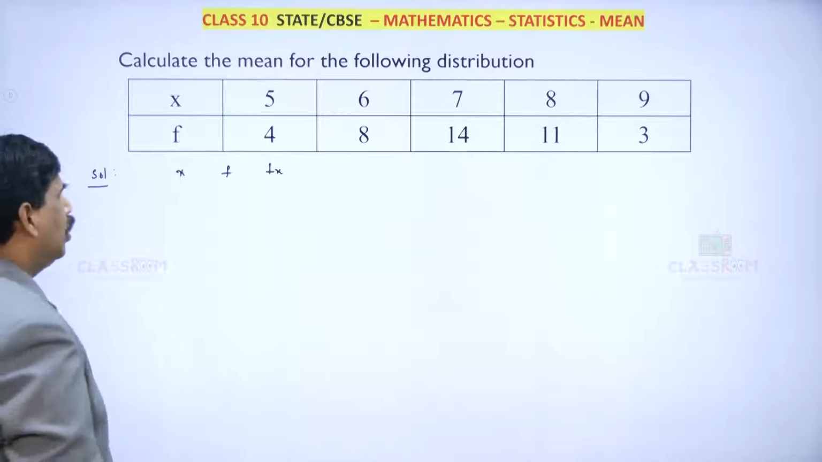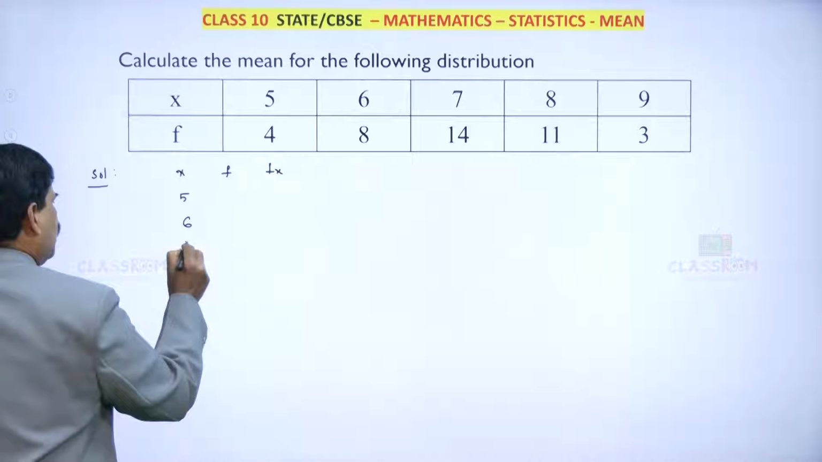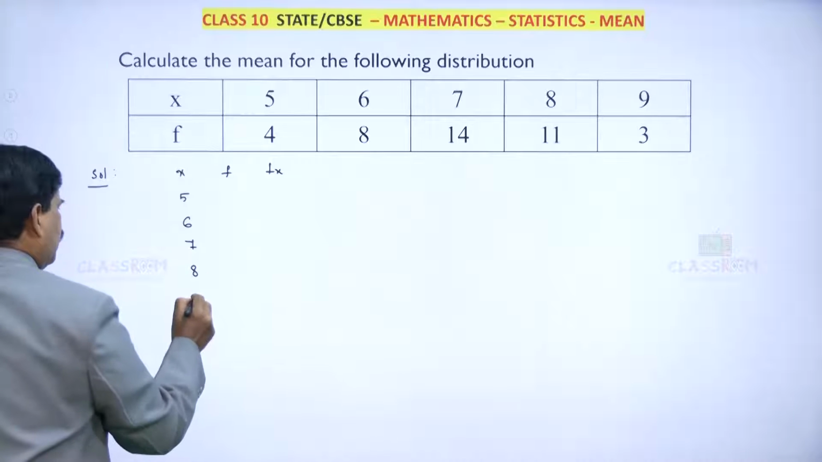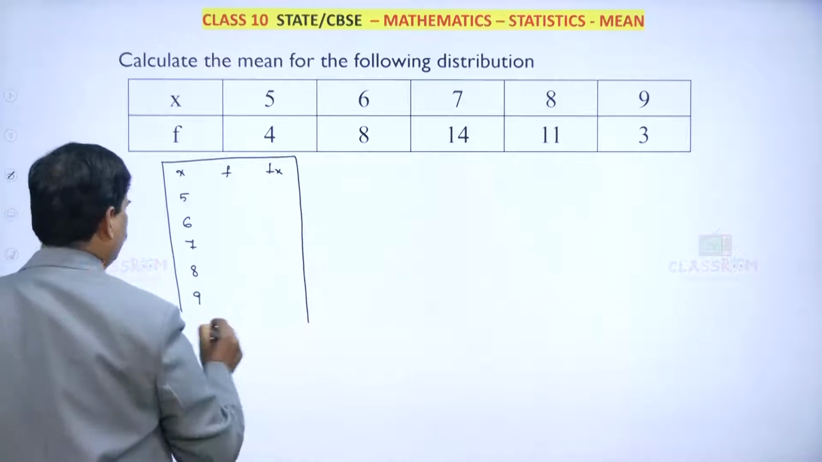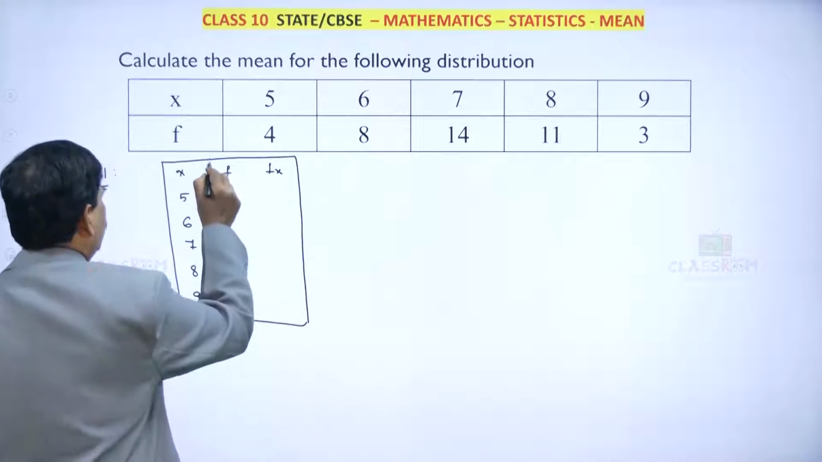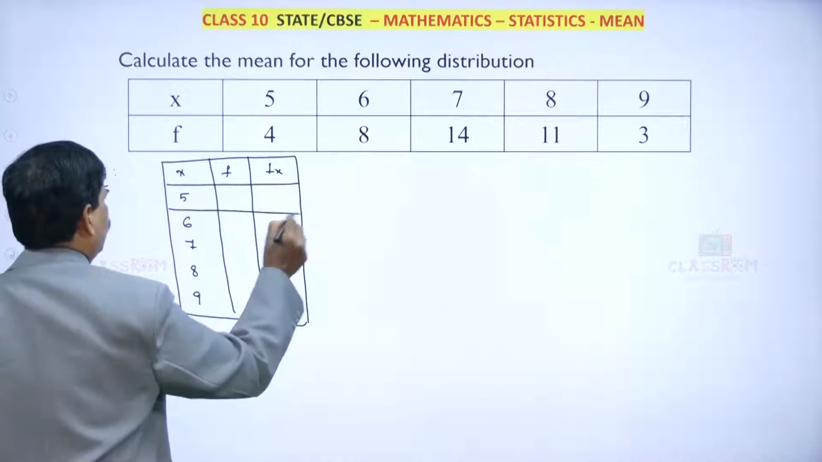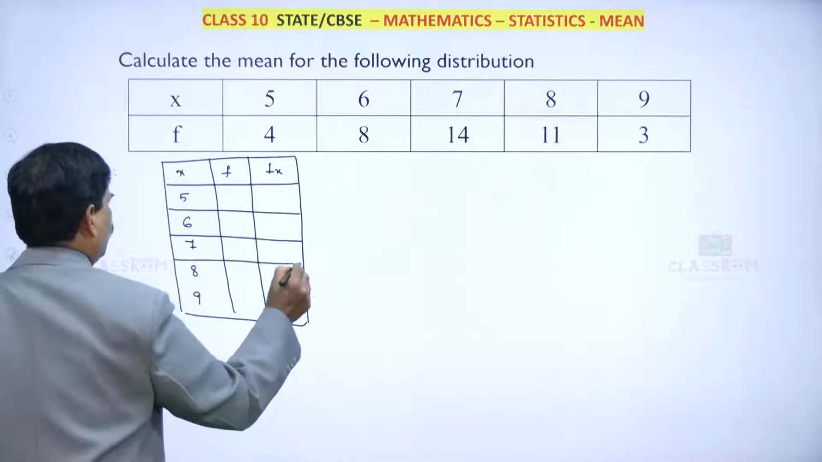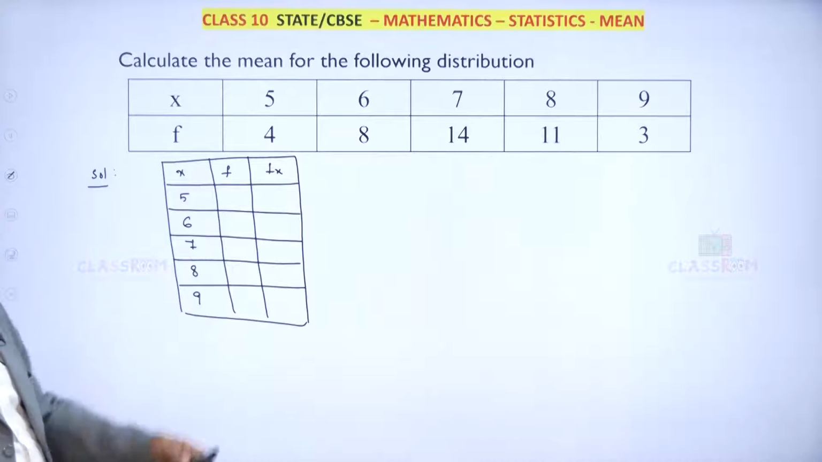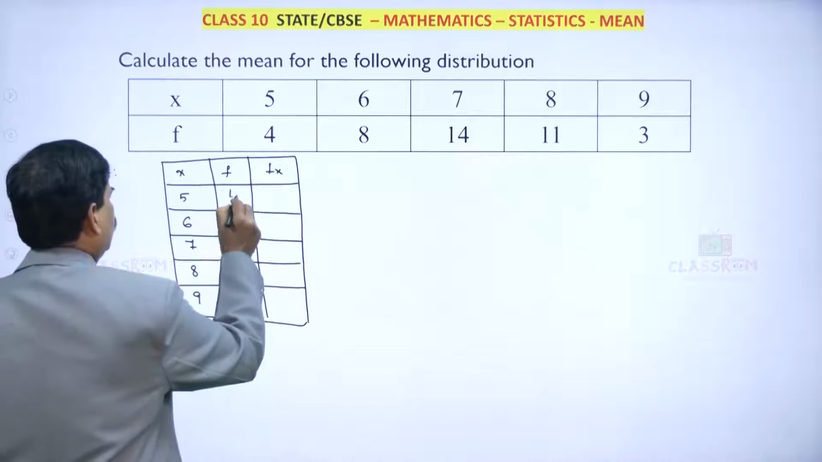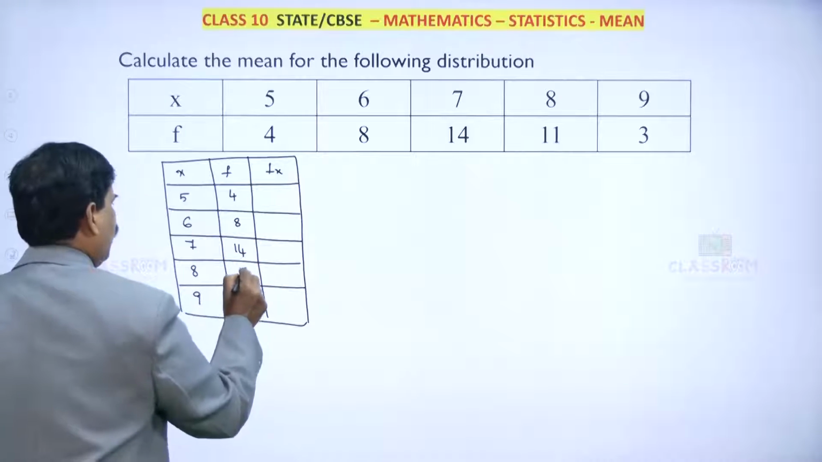Now it is 5, 6, 7, 8, 9. These are the values we have. Better you make one table, children, just to avoid confusion, that's all. So make one table like this. Now the frequencies are already given. So 4, 8, 14, 11, 3.